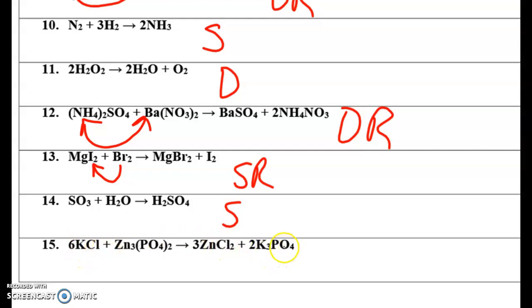Alright, potassium's with chloride. Now potassium is with phosphate. Zinc was with phosphate, now zinc is with chloride. That is a double replacement. The potassium and the zinc switch places with each other.